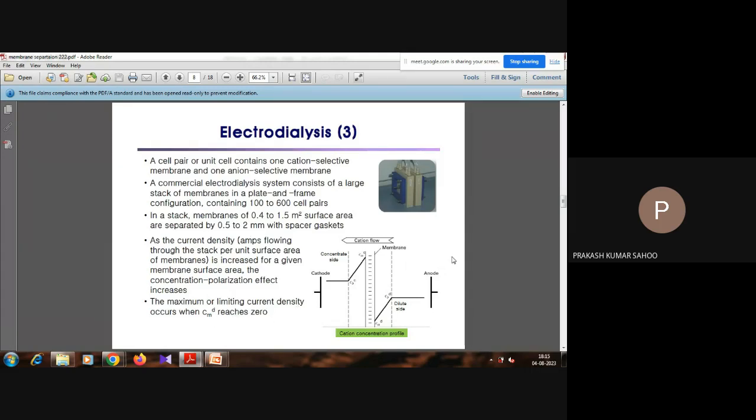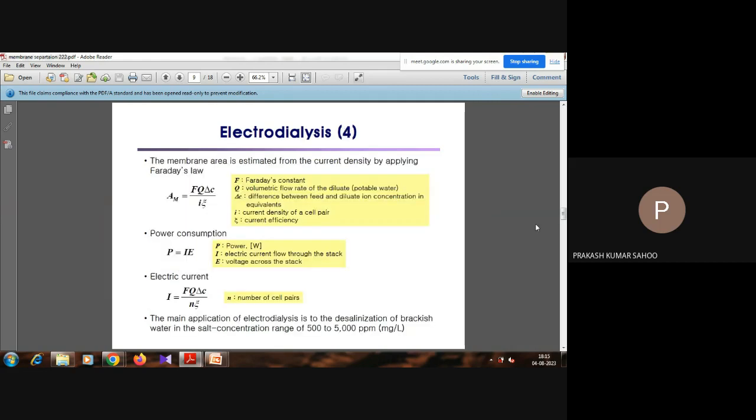So this is all about your electrodialysis process. We have some equations, that is the membrane area A_M is equal to F Q delta C by I into epsilon, where F is the Faraday constant, Q is the volumetric flow rate of the diluate, delta C is the difference in concentration, then I is the current density of the cell pair, and epsilon is the current efficiency. Then power consumption P equal to I into E, that is ampere into voltage. Then electric current we have I equal to F Q delta C by N epsilon.